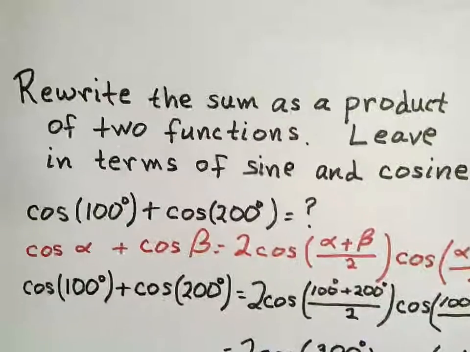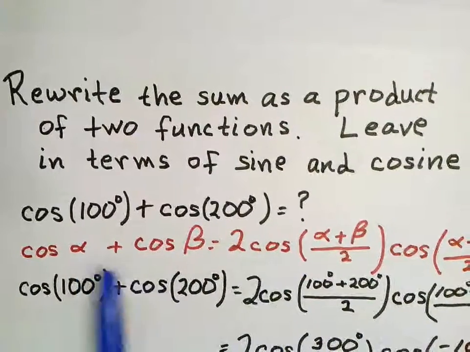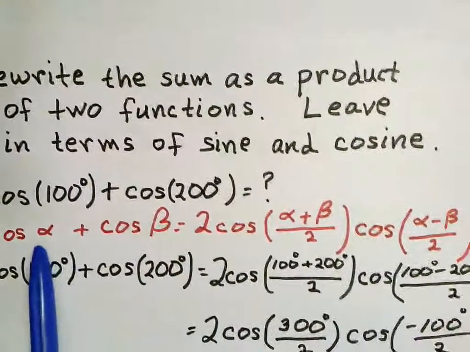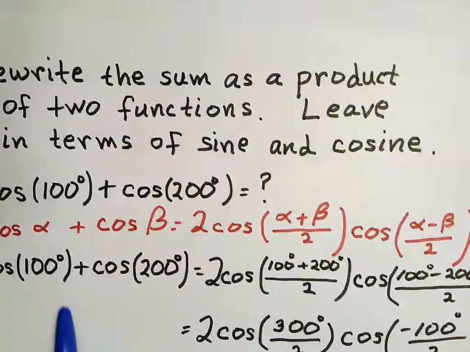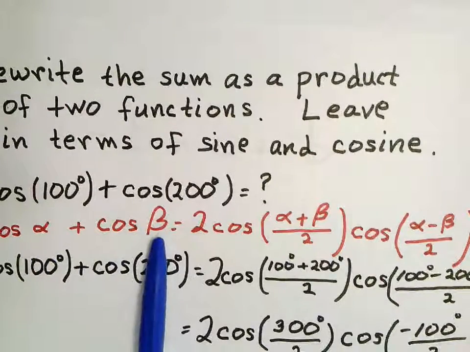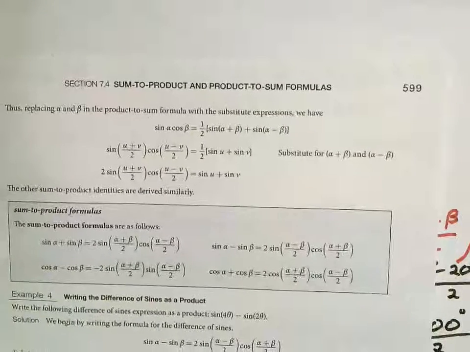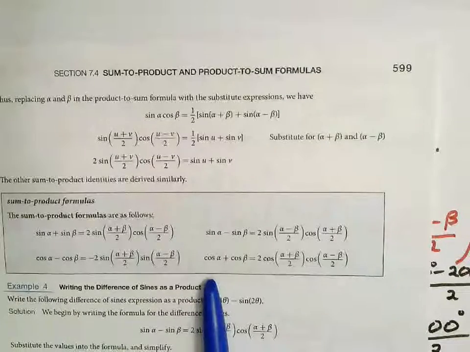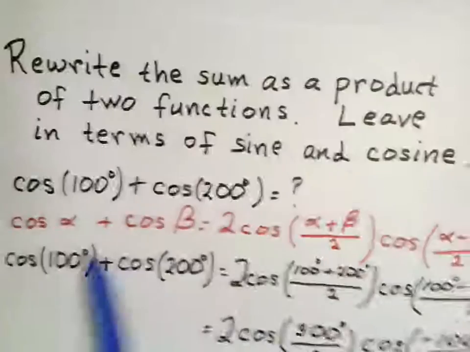Here it says rewrite the sum as a product of two functions. Leave in terms of sine and cosine. So here, the alpha is going to be 100 degrees, and the beta is going to be 200 degrees, and it's a plus sign. So again, you go to your sum to product formula, cosine. See, here's a plus sign right here, cosine alpha plus cosine of beta. So we use that formula. I rewrote that formula right here.